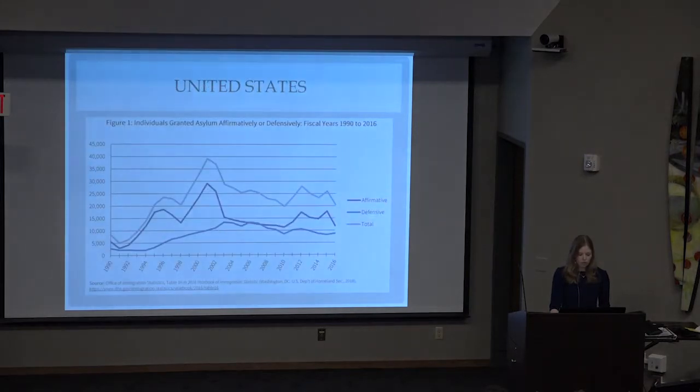This is data from 1990 to 2016, and it shows the trend in terms of the number of individuals granted asylum in the U.S. So in 2016, there were just over 20,000 individuals granted asylum.